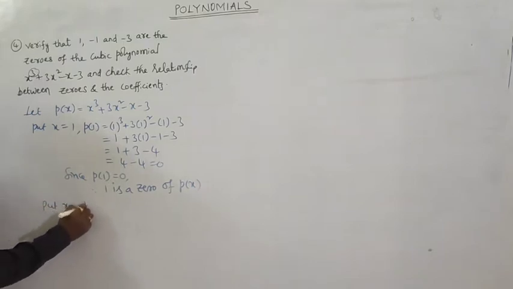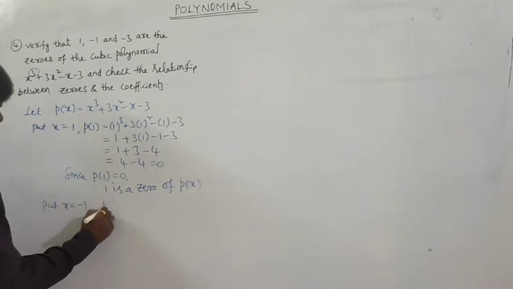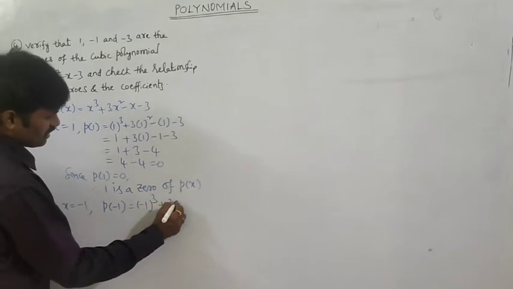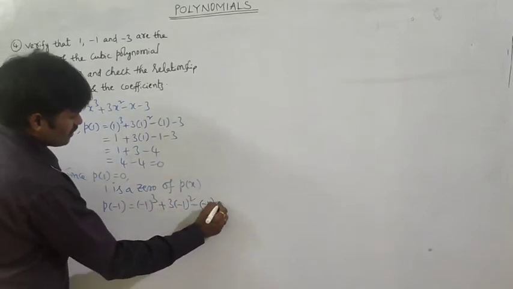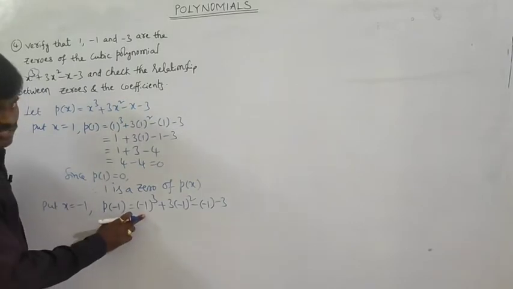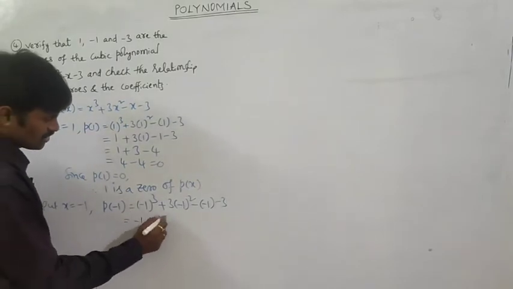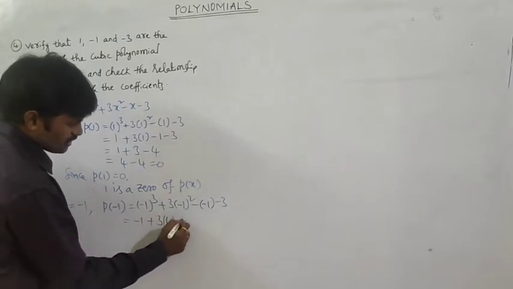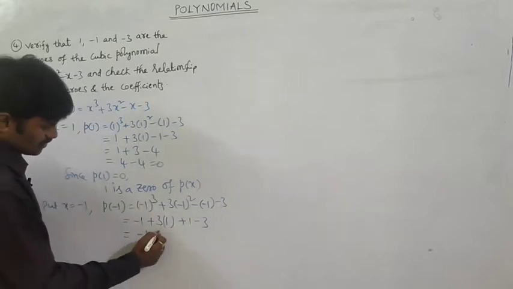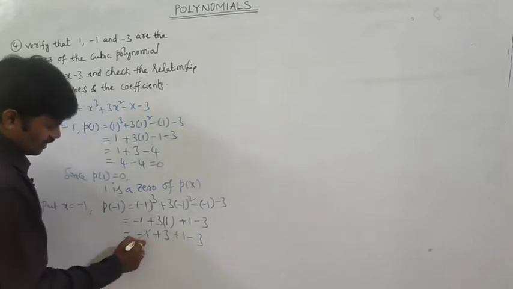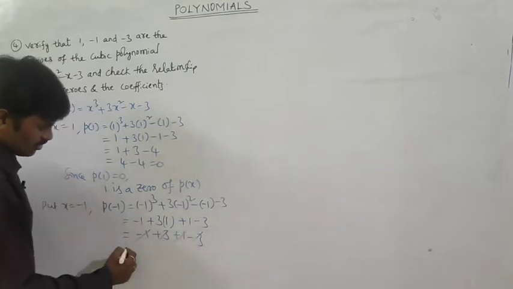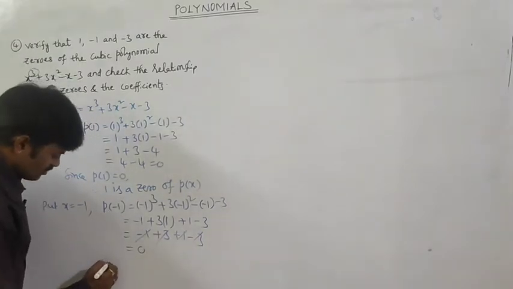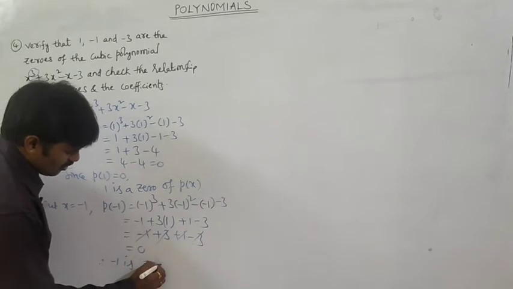Similarly, you have to put the x value minus 1. Put x equals minus 1. Then p of minus 1 is equal to minus 1 whole cube plus 3 into minus 1 whole square minus of minus 1 minus 3. What is the value of minus 1 whole cube? Minus 1, plus 3 into minus 1 whole square, minus 1 into minus 1, plus 1, minus 3, which gives minus 1 plus 3 plus 1 minus 3, which is 0. If we simplify, we will get 0. So in this case also, minus 1 is a zero of p of x.